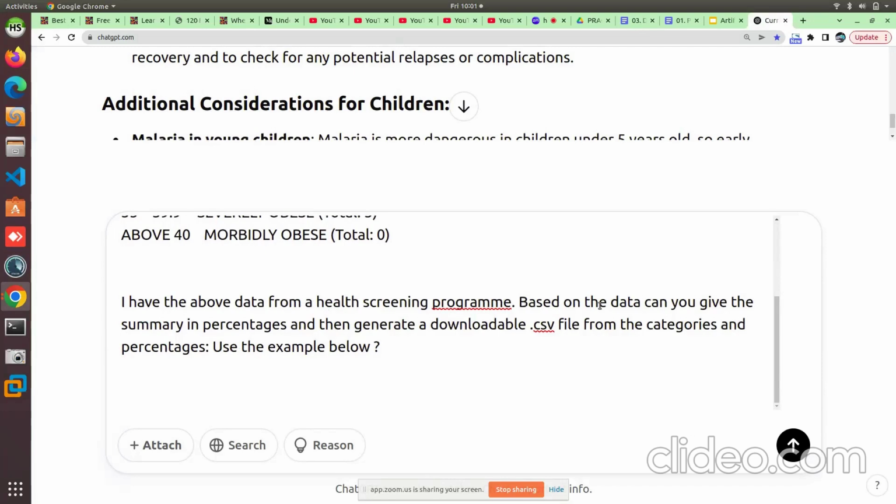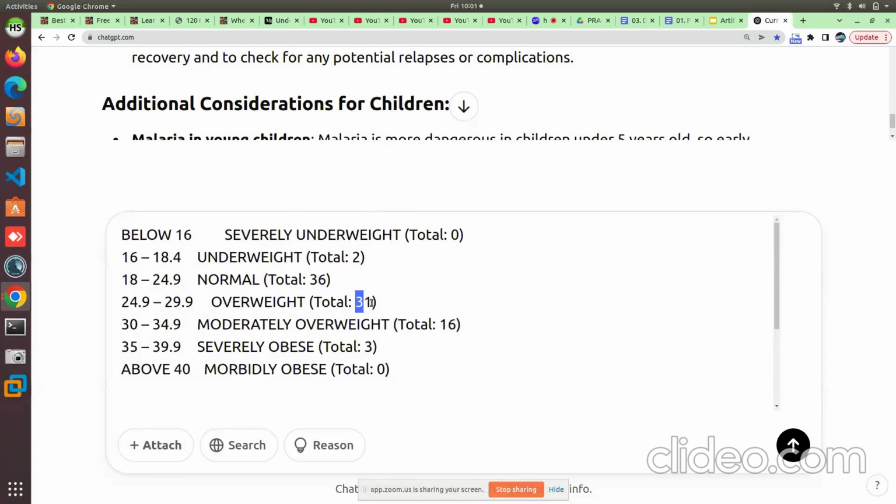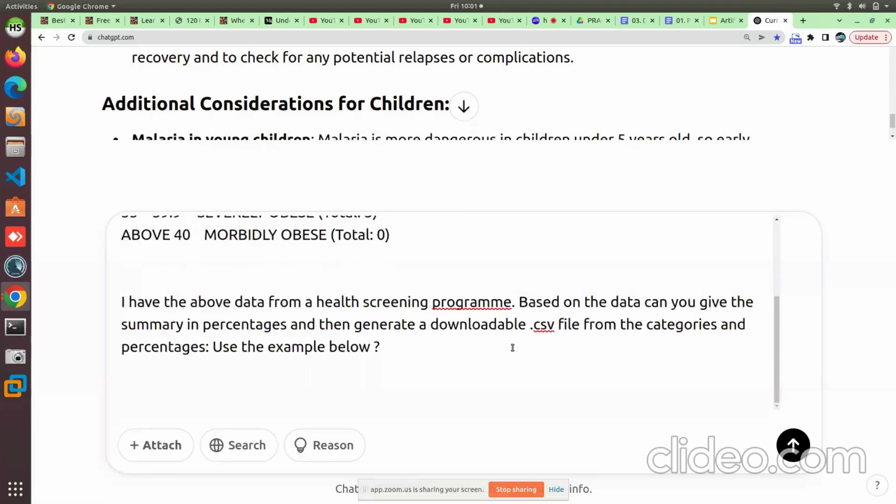Based on the data, can you give a summary in percentages? I wanted it in percentages. Sometimes when you tell people 31 of you were this, 2 people were this, it doesn't make sense to them. When they know 50% of your workers are overweight, then they understand that we have to work on this weight issue. Or 50% of your workers are hypertensive, so it means most of them will be taking excuse duty to go to hospital for their medicine. What about the diabetics and all that? So I've asked it to generate in percentages.